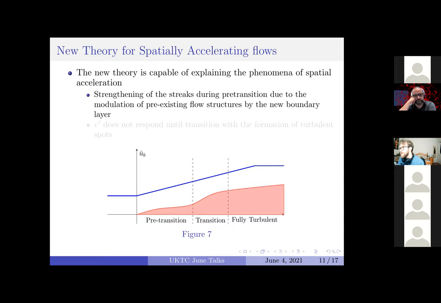One of the key things that I mentioned in the previous slide is the fact that the normal velocity fluctuation does not respond until you're getting the formation of those turbulent spots.